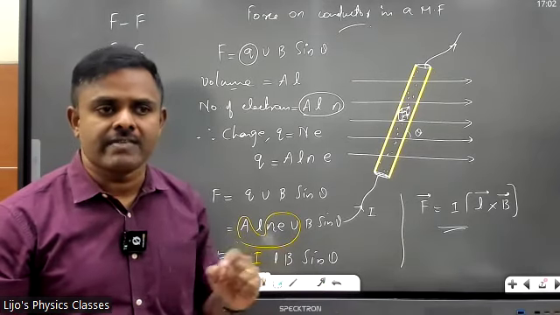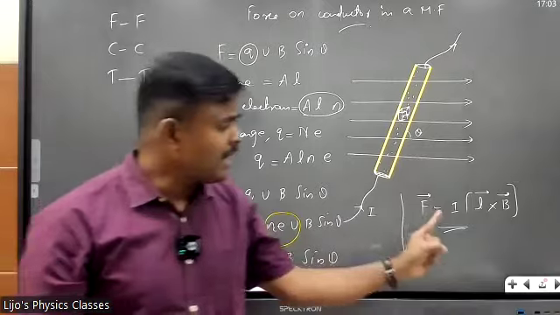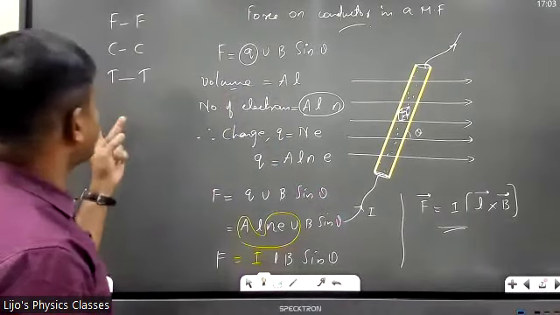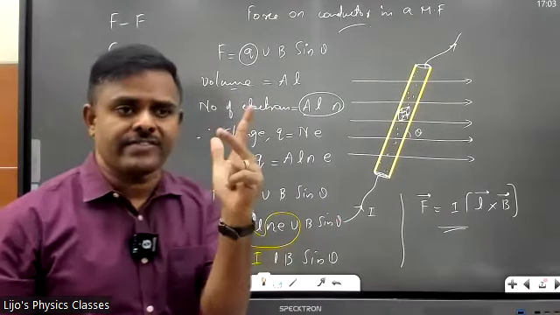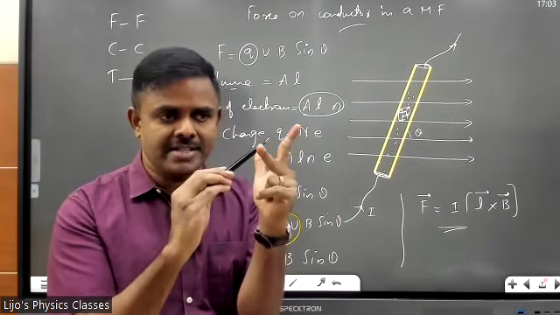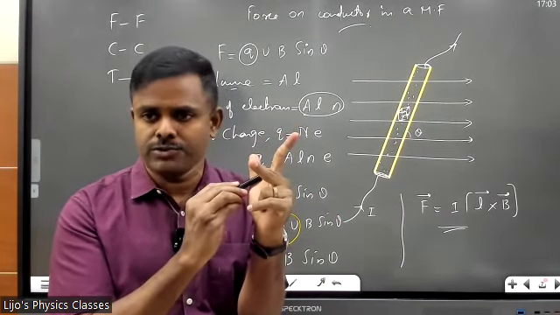Force on a conductor is given by ILB sine theta, which is I into L cross B. All right, L cross B. And the direction is given by Fleming's left-hand rule. FF, first finger represents field. CC, central finger represents current. Thumb represents thrust, the direction of force.